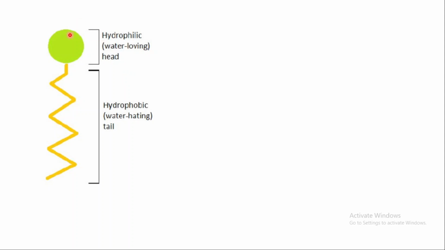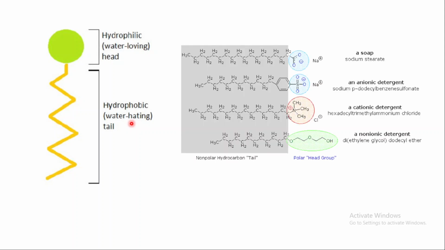So the hydrophilic moiety here will be charged, so the head group will be charged, either a cation or an anion. And this long zigzag tail will be hydrophobic or water hating, because it consists of long chain carbon atoms, right? CH3, C2H5, or any kind of esters, ethers, all these molecules we have studied. And here again, this is an example showing different kinds of detergents, sorry, surfactants, and their examples.